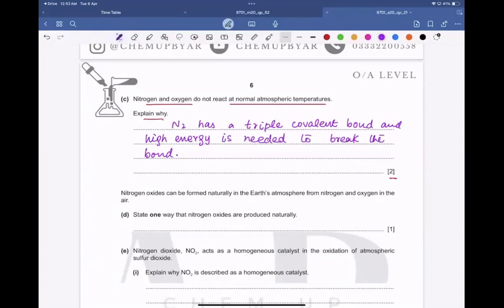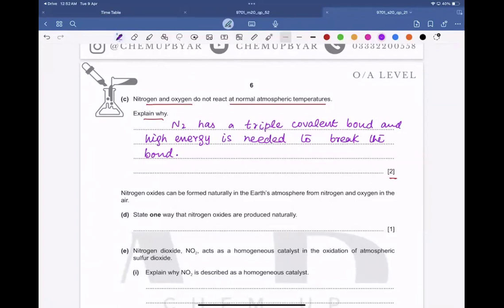Is this clear to all of you? Yes, if you write that it's non-polar, so it's less likely to react and needs more energy, then it would be considered correct.